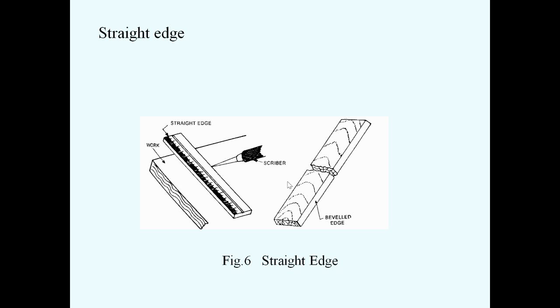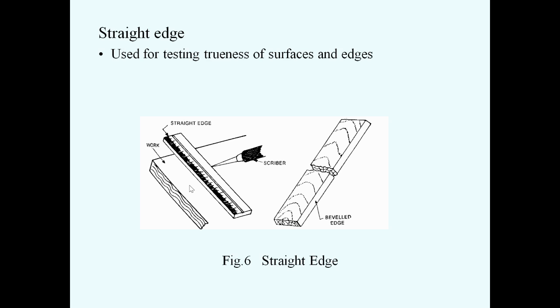Next one is the straight edge. You can see the diagram of a straight edge, and this is its usage. This is a workpiece, and this is the straight edge. With the help of a scriber, he is going to mark the dimensions on the wooden workpiece.